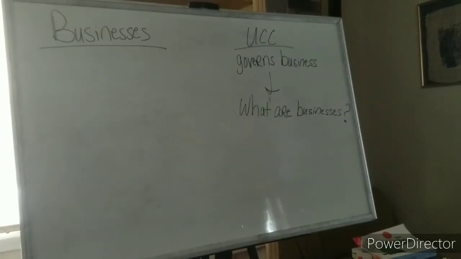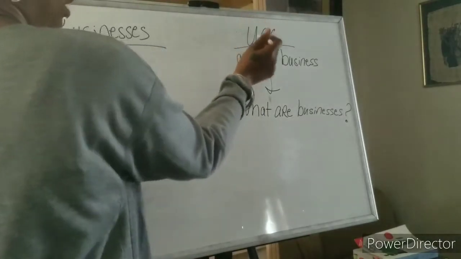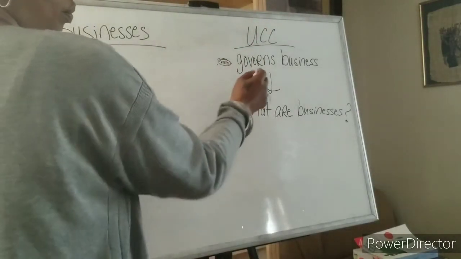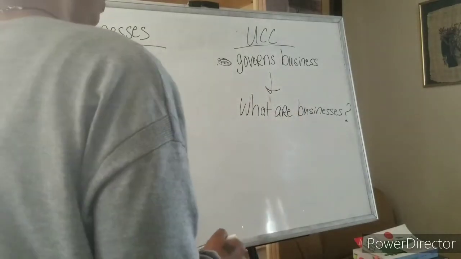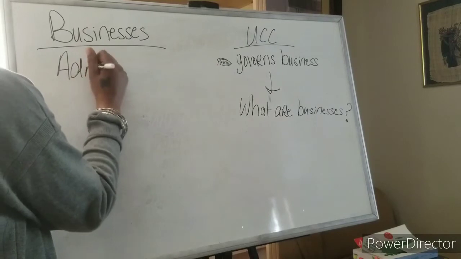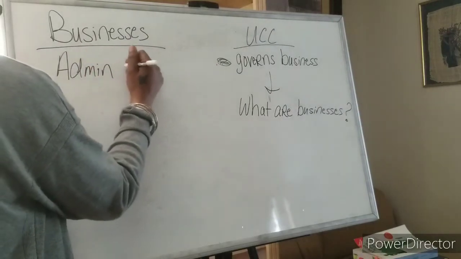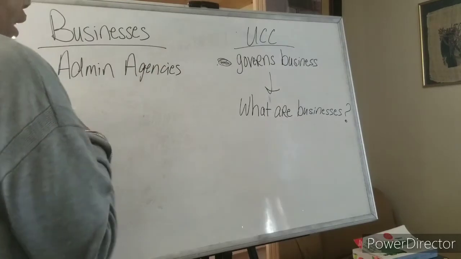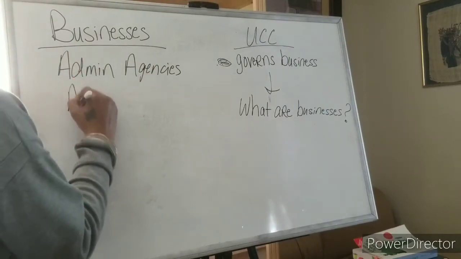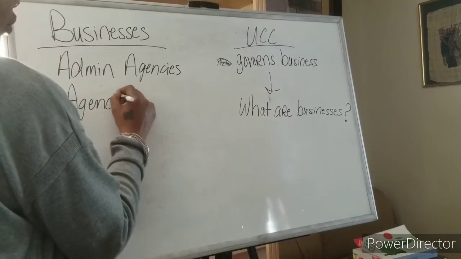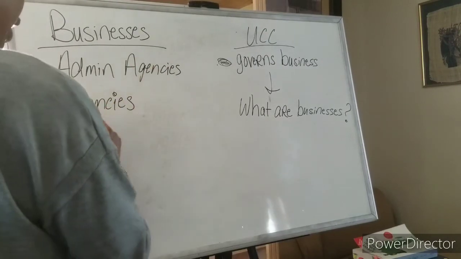Okay, so now that we know the UCC governs business, what are businesses? Well, businesses are administrative agencies, or to make things more simpler, we can just do this. Sort of what we did just a few seconds ago.